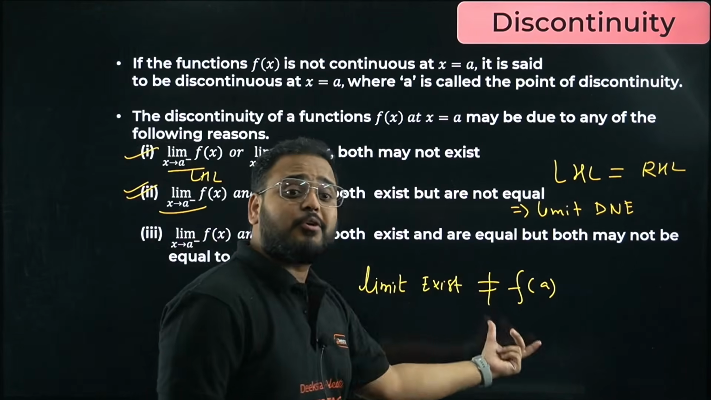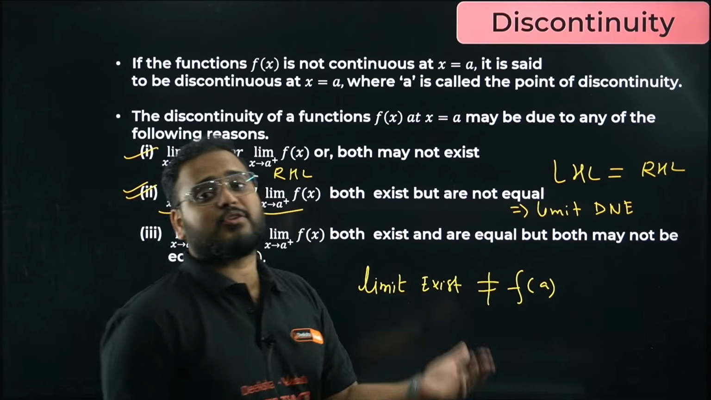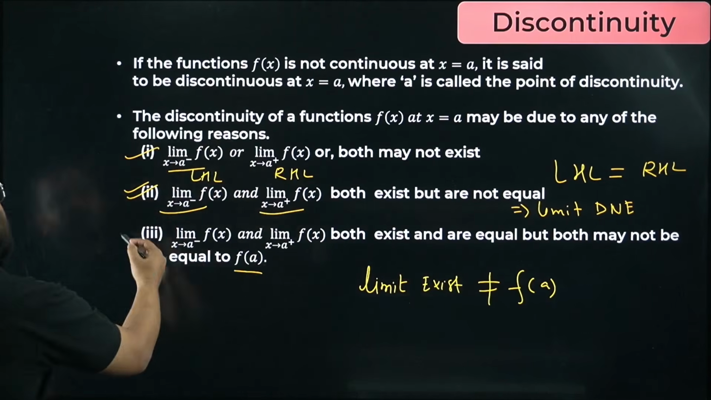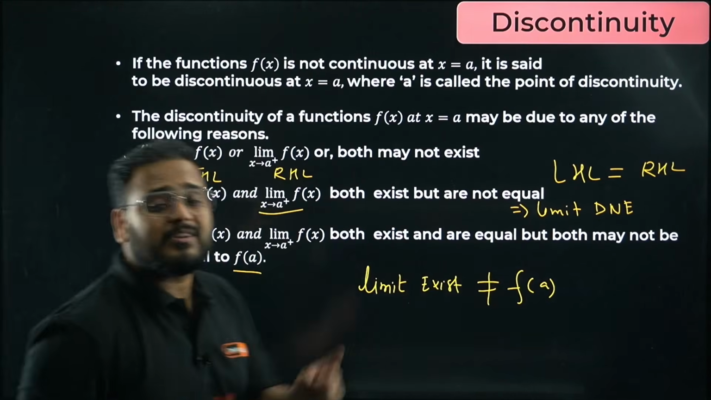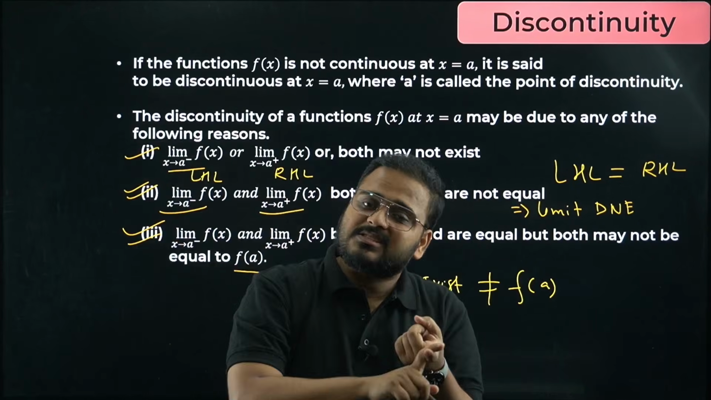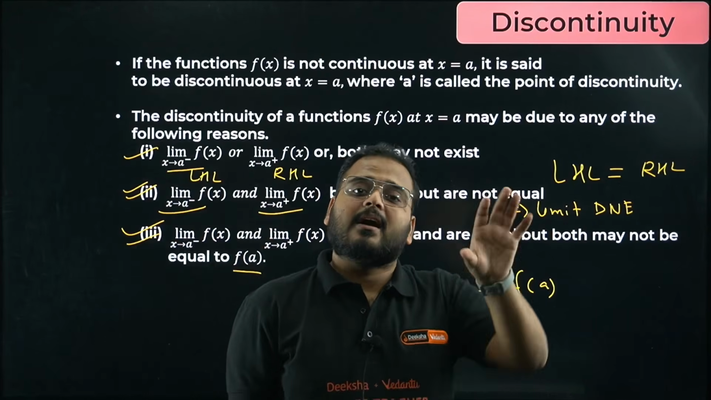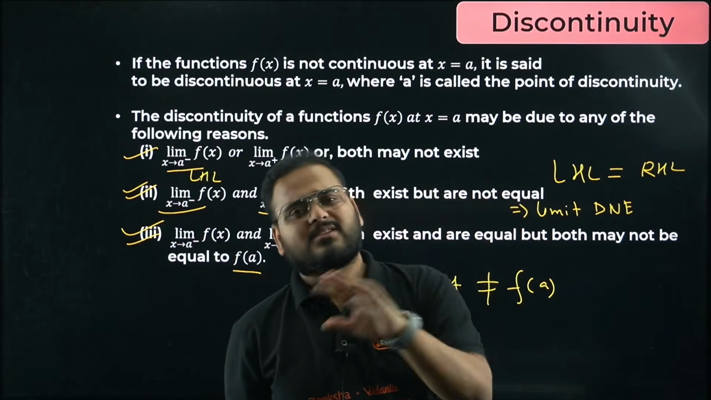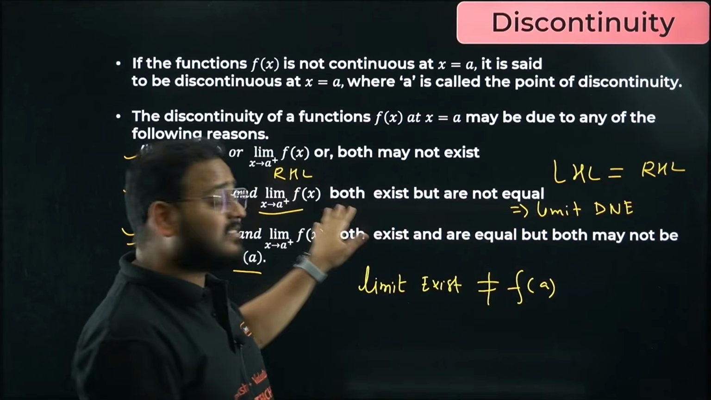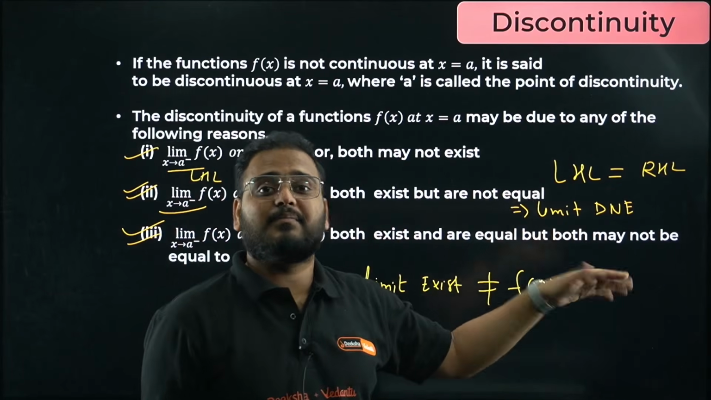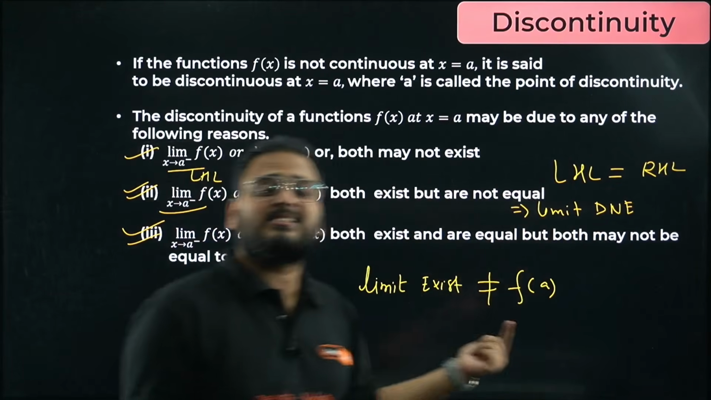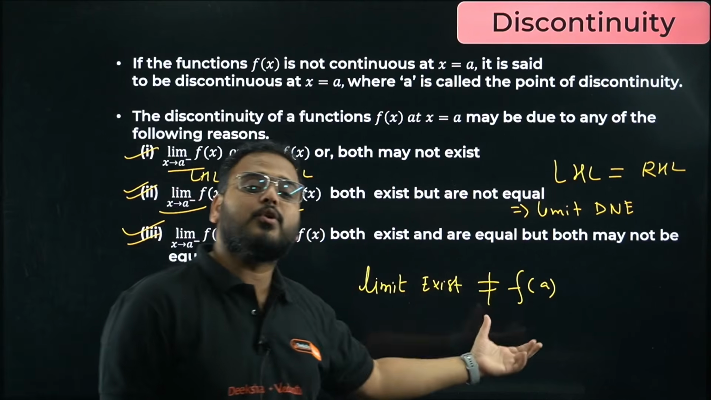Limit exists but not equal to f of a. Even this case can be a reason of discontinuity. So we have 3 reasons. First reason, I'll repeat, limit does not exist, which means either LHL is not existing or RHL is not existing. Or second, both LHL and RHL exist but are not equal to each other. It means again limit does not exist. Last case, limit exists but not equal to f of a.